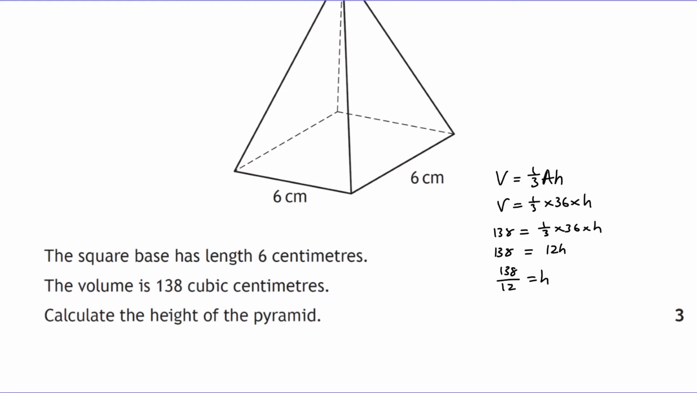Okay, and if you're not confident doing that, set out a little division sum. 12, 1, 3, 8. So how many 12s fit into 1? 0, carry the 1. How many 12s fit into 13? Well, that would be 1 with the remainder of 1. How many 12s fit into 18? Well, that would be 1. We'll go into decimals here, so let's put 0.0. How many 12s in 18 was 1, remainder 6. And how many 12s into 60 would be 5. So the height is 11.5 centimeters.